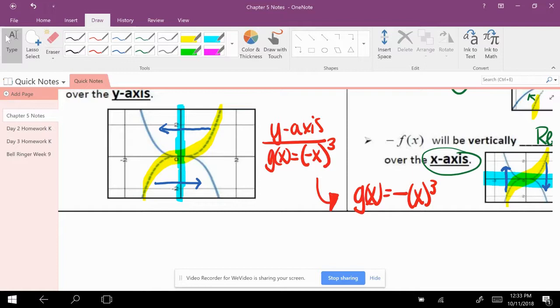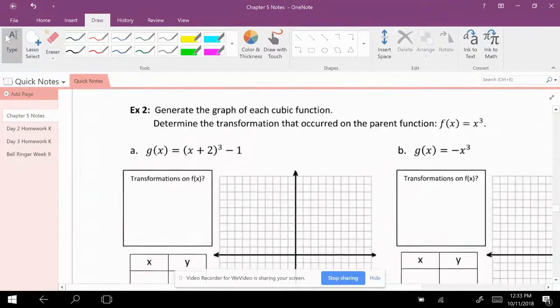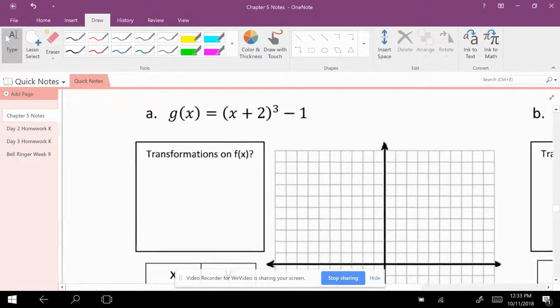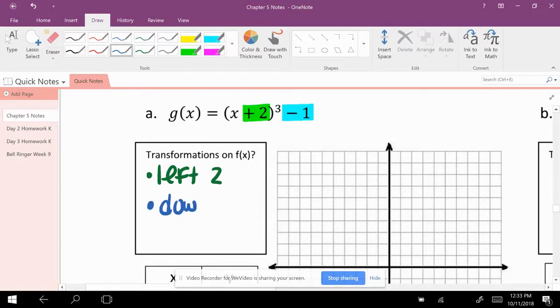It's actually really easy to graph these. Because we're doing very well so far. Okay, so it says, generate the graph of each cubic function, determine the transformations. So before I do anything, I'm going to determine the transformations. I have a plus 2 here, and I have a minus 1. What does the plus 2 mean? Very good. Left 2. Whenever you're inside parentheses, that means left or right. Outside the parentheses, what does a negative 1 mean? Down 1.